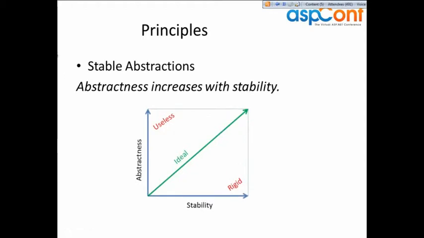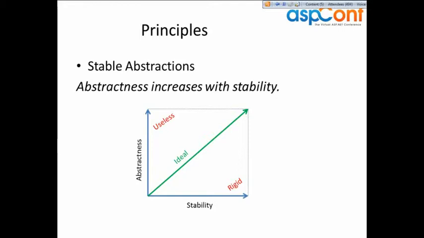So in the top left, we have components that are maximally abstract. They have nothing in them except abstract classes and interfaces, but they have no other packages or classes in the system that depend on them. By definition, these are useless because they can't do anything. In the bottom right, we have the opposite. We have components that are very stable, so they have many dependencies upon them, but they're not abstract at all.